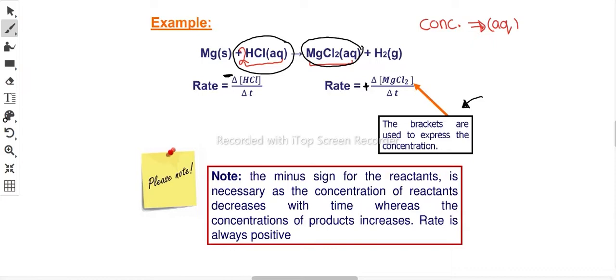So here I have the small note presented. We need to make sure that this note is understood. The minus sign for the reactants is necessary as the concentration of reactants decreases with time. But if we are following the concentration of product, it will increase. And we need to always remember that the rate of a chemical reaction should always be positive in sign.